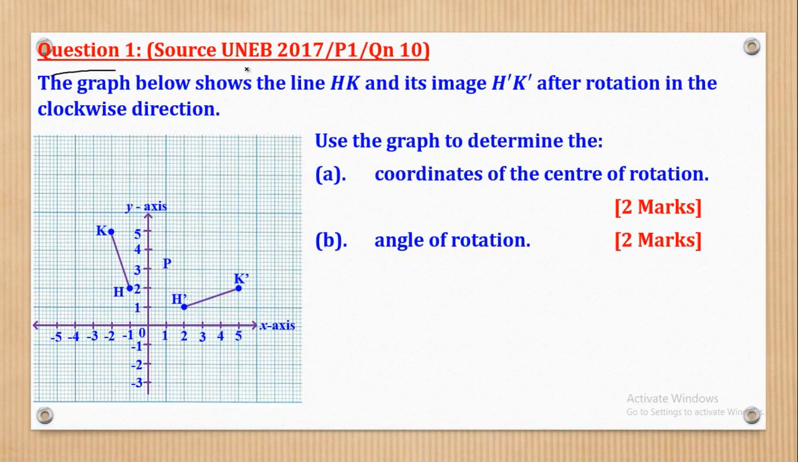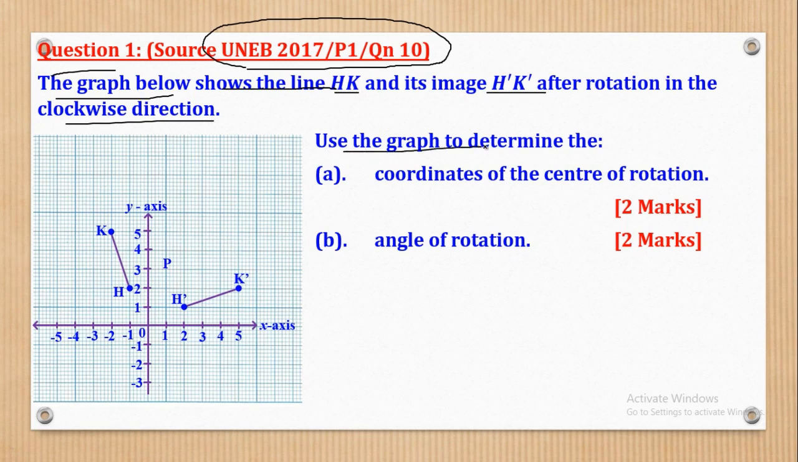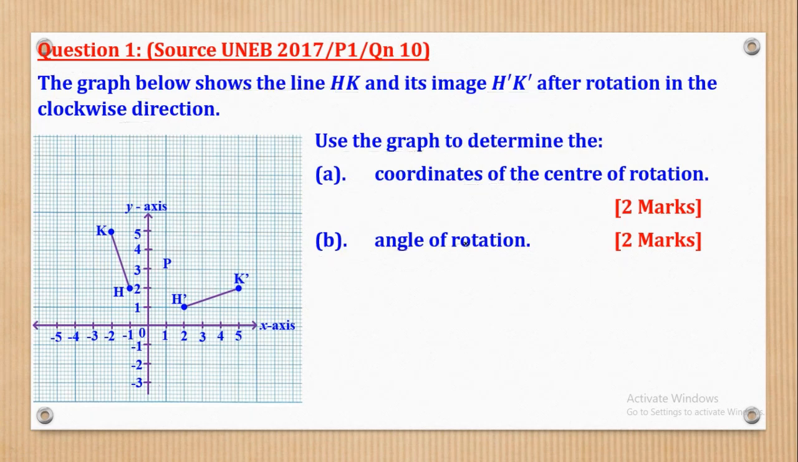So question 1 came from UNEB 2017, paper 1, question 10, and says the graph below shows the line HK and its image H prime K prime after rotation in the clockwise direction. Use the graph to determine part A, the coordinates of the center of rotation, and part B, the angle of rotation.